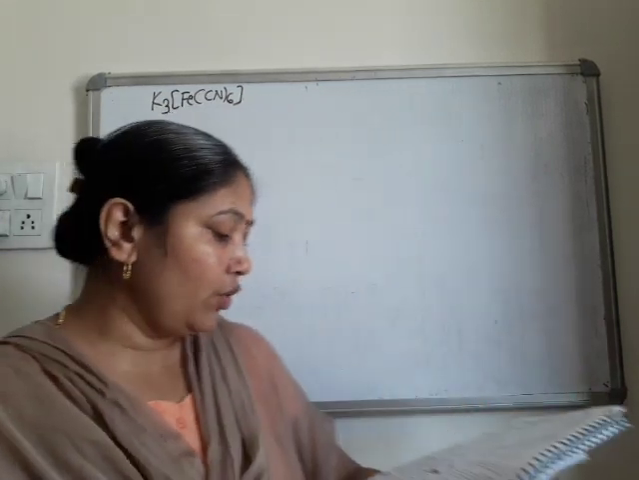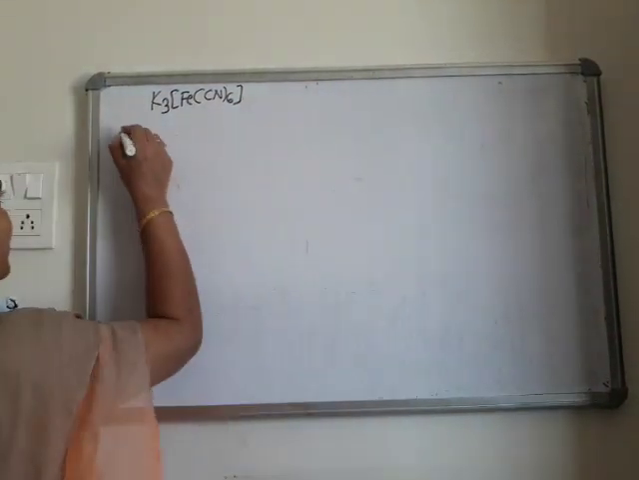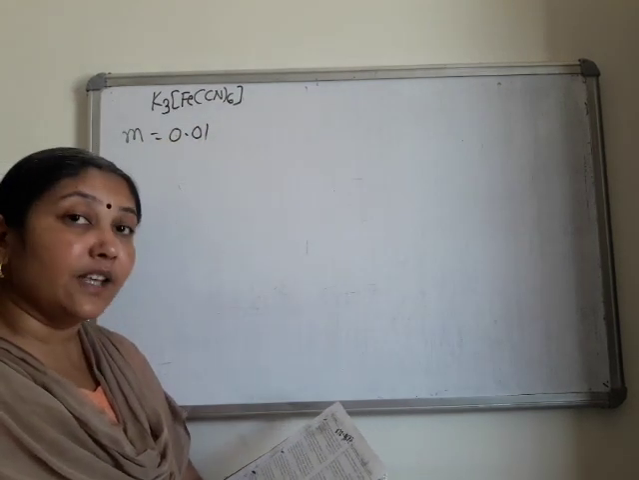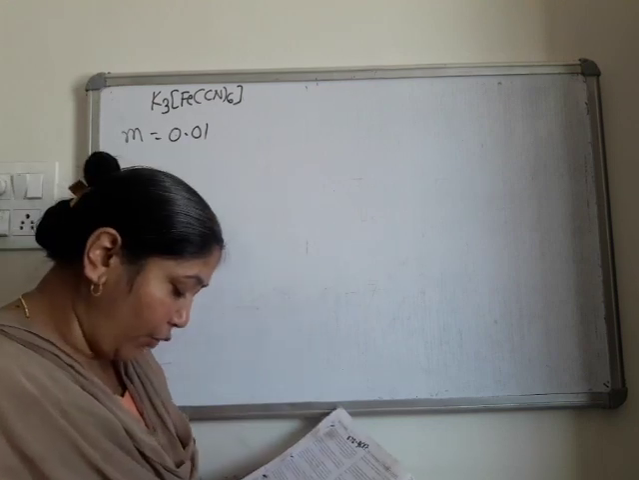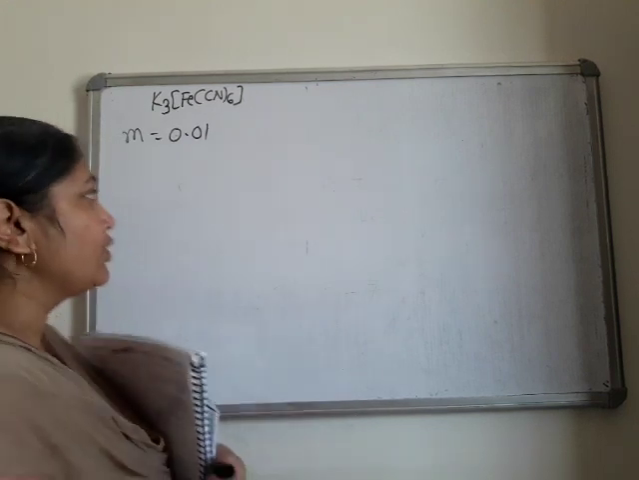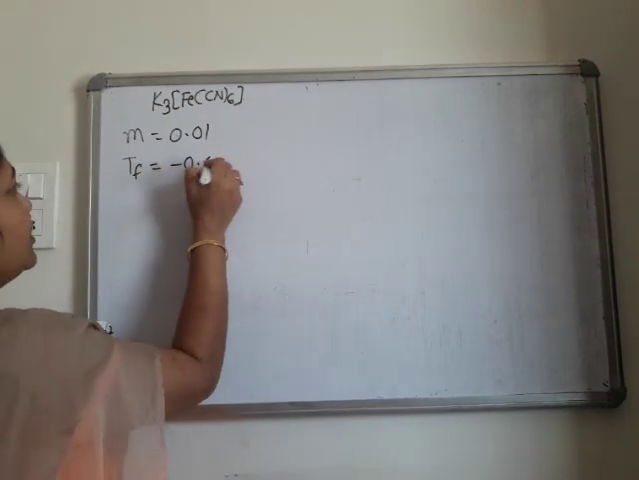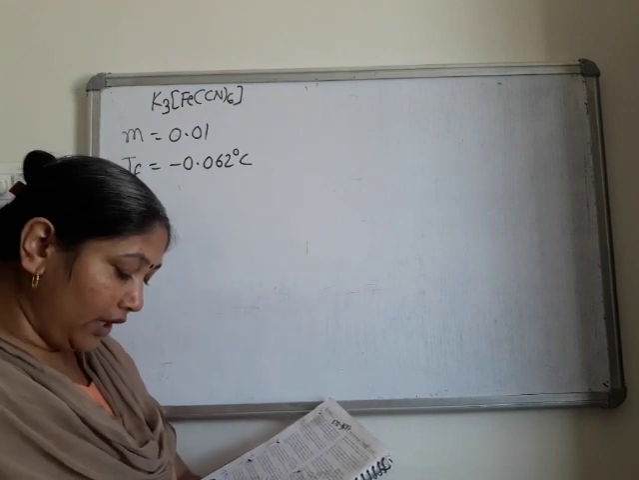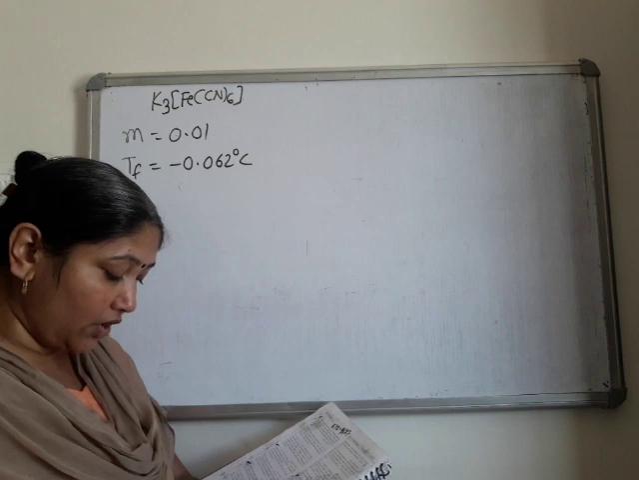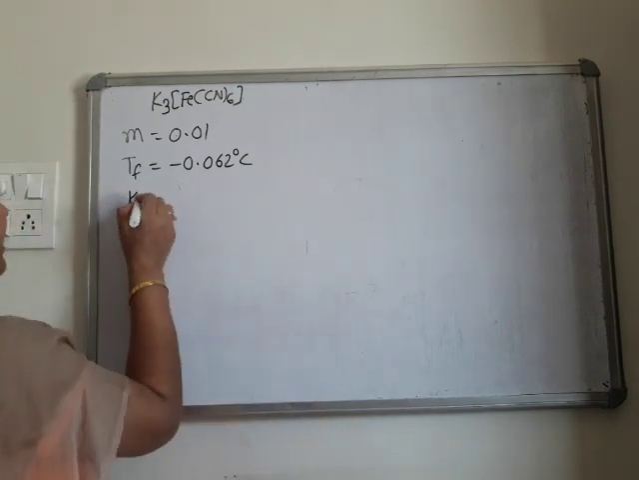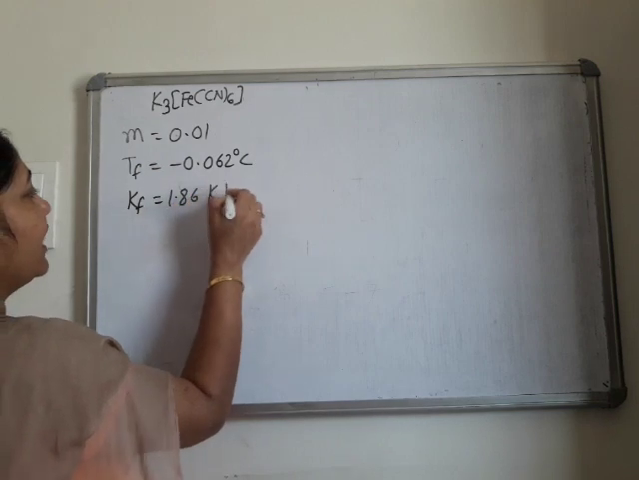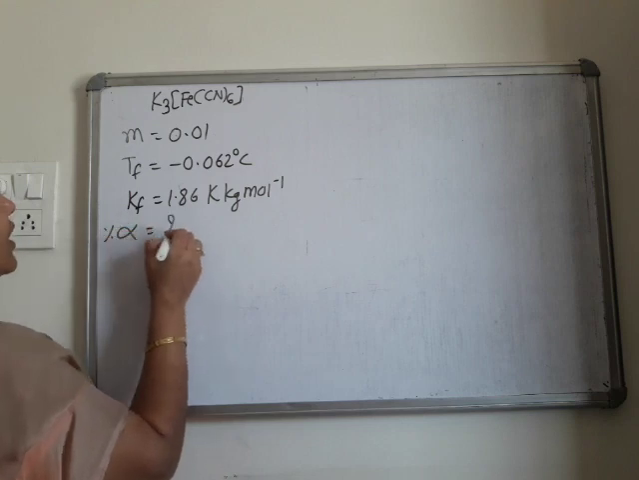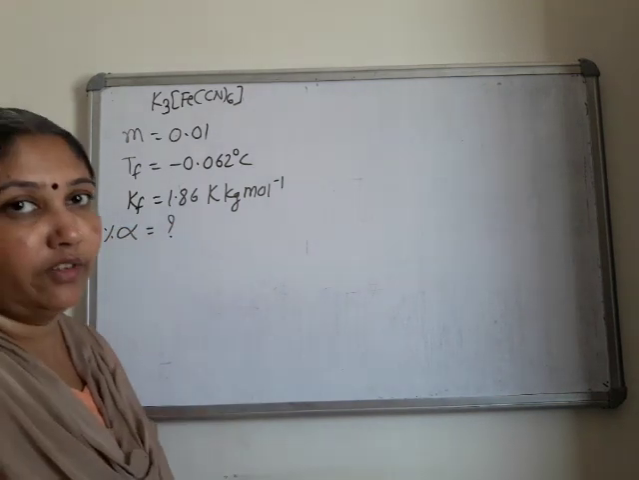Read the question. 0.01 molal aqueous solution, so molality is 0.01. K3[Fe(CN)6] freezes at, so this is again the observed freezing point, minus 0.062 degrees Celsius. Kf is given as 1.86 Kelvin kg per mole. They ask percentage dissociation of solute, which means percent alpha we have to find.